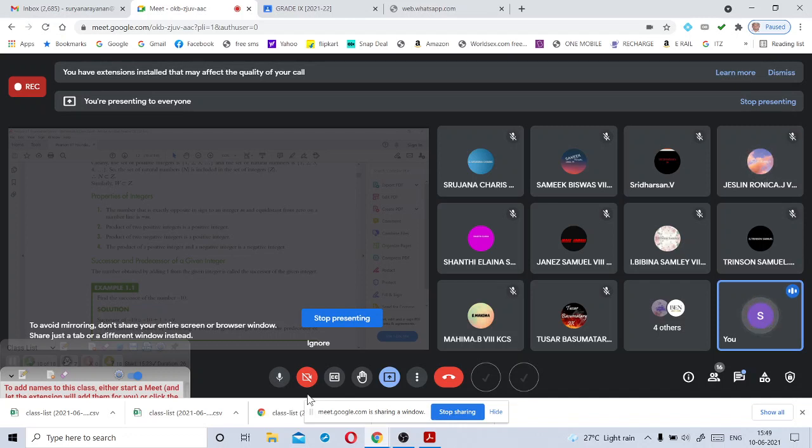Then what is the successor of minus 10? Can you tell me what is the successor of minus 10? Jesslyn, your turn only. What is the successor of minus 10?